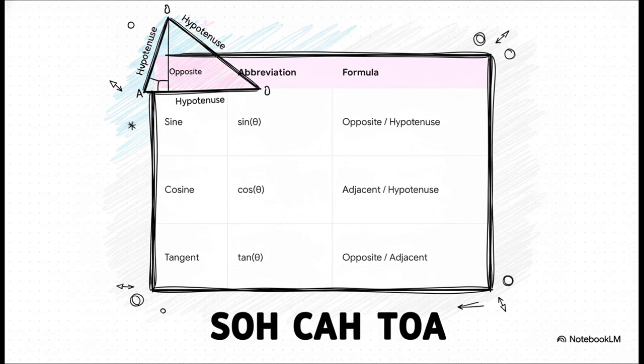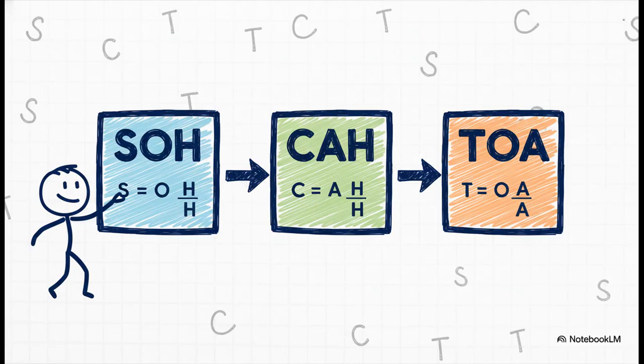Don't let the fancy names fool you. They're just labels for those patterns we just found. The sine of an angle, that's just the name for the ratio of opposite over hypotenuse. Cosine is adjacent over hypotenuse, and tangent is opposite over adjacent. That's it. Okay, so how on earth do you remember which is which? Easy, with probably the most famous mnemonic in all of mathematics: SOH-CAH-TOA.